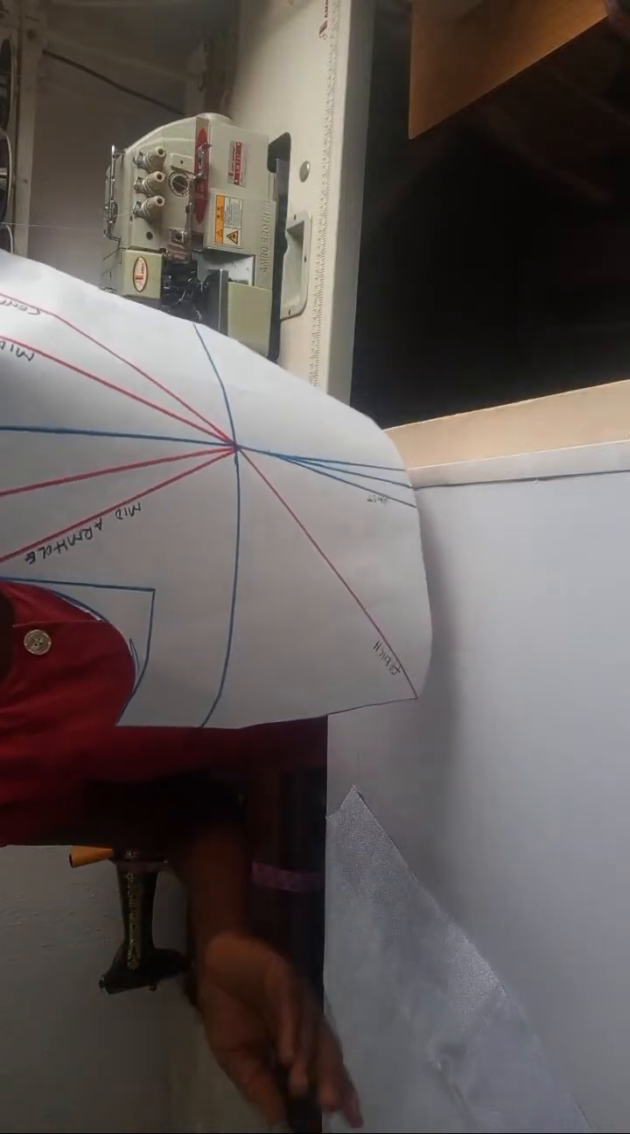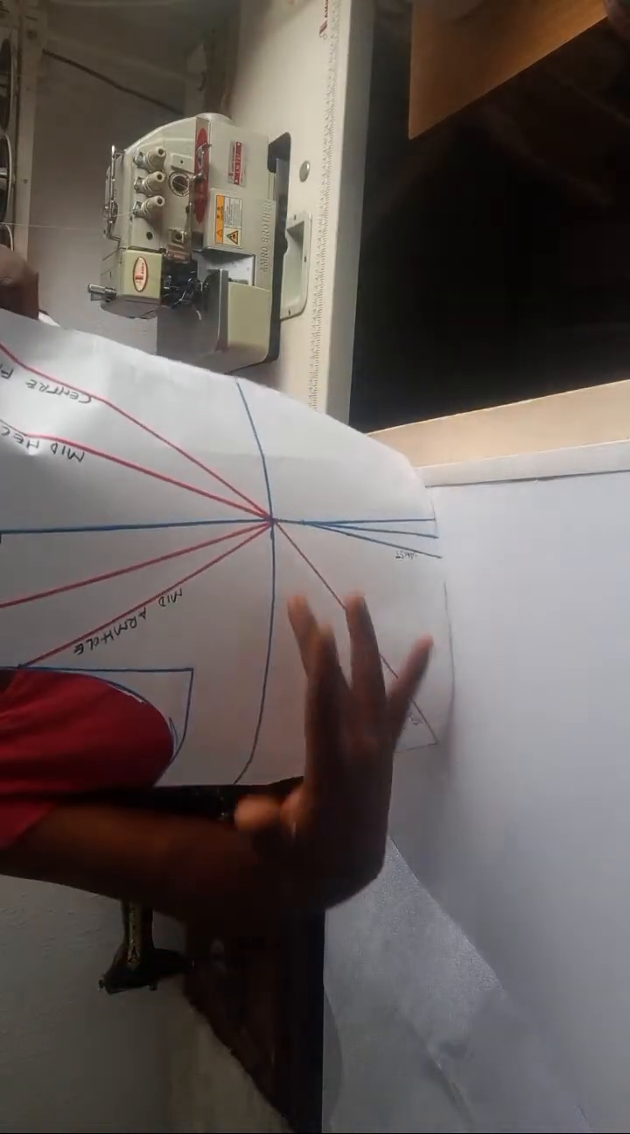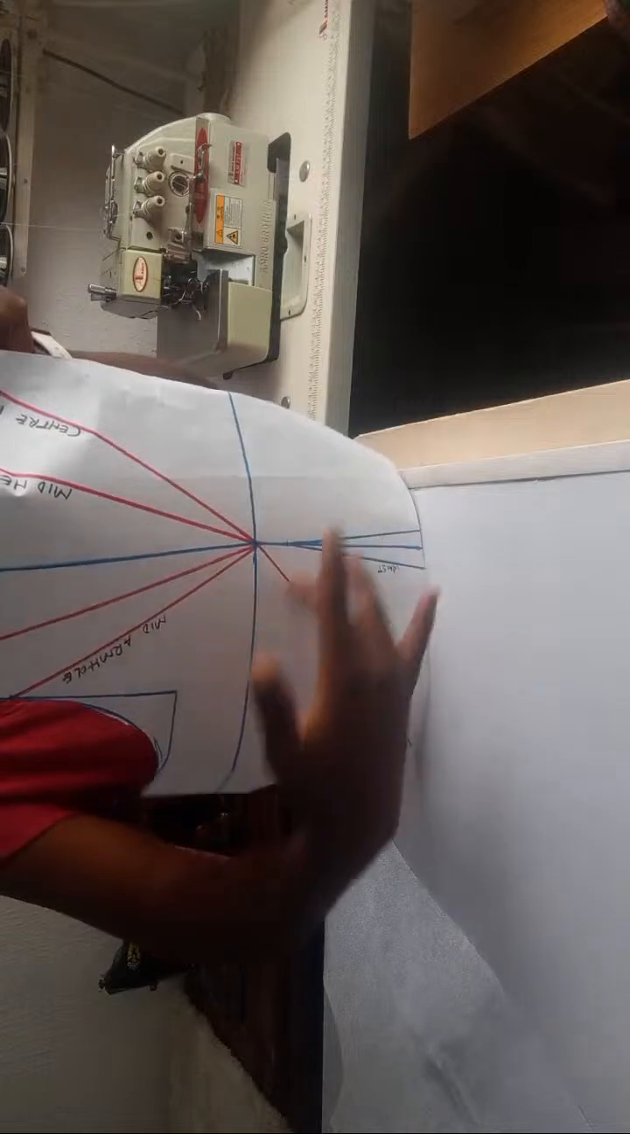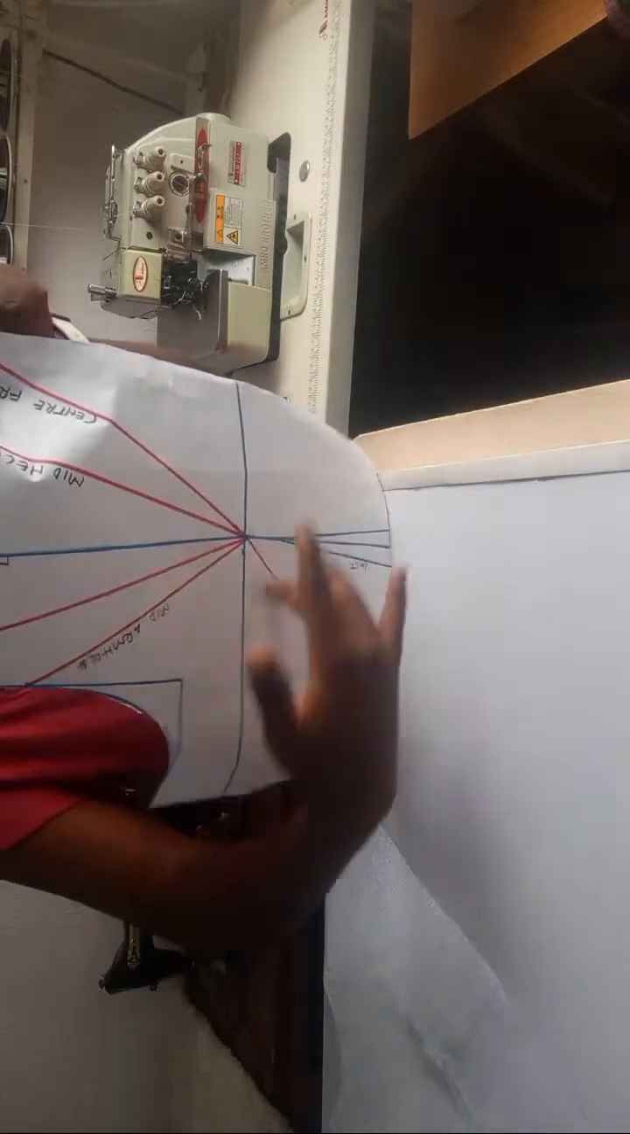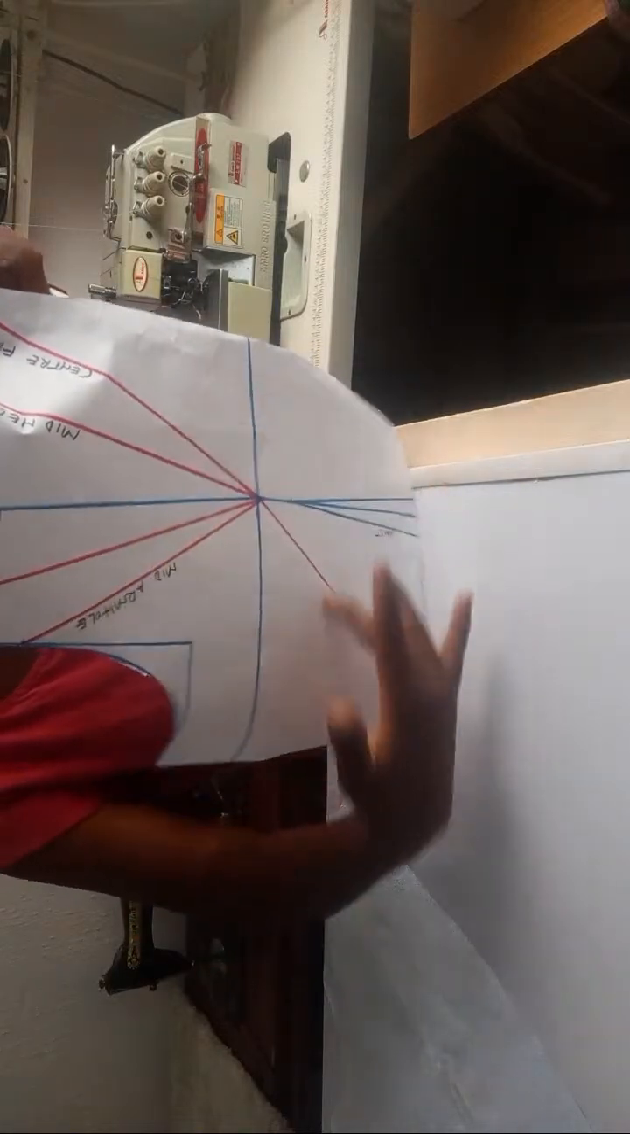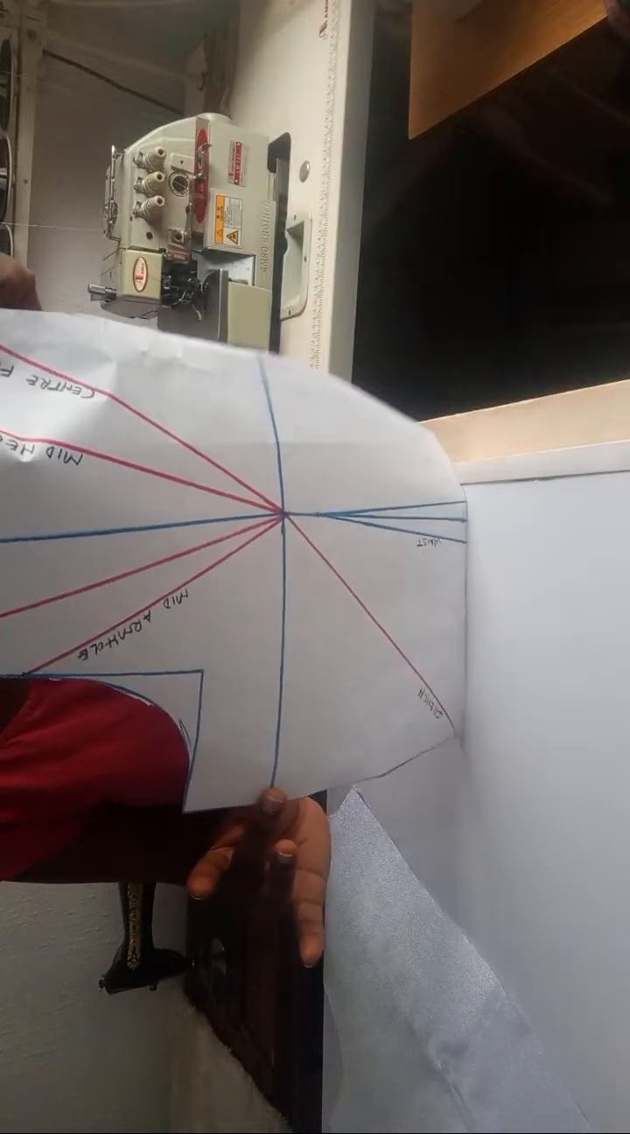To create your side darts, you just come down from this bust line, with whatever inches you want to use. If it is 1 inch, 2 inches, or 3 inches, it depends on how much fullness you want around this bust part. So the side dart determines the fullness of your bust.